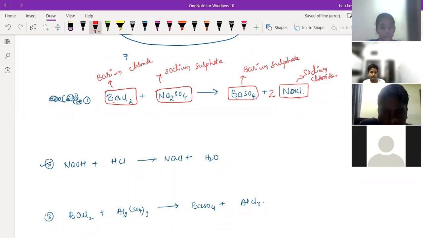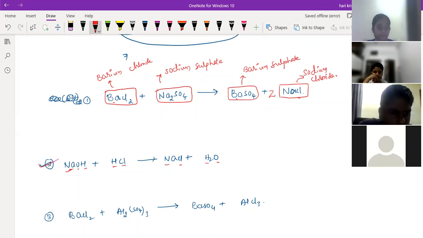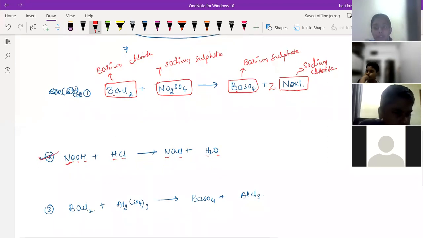Yes, sir. What about this equation part? It's already balanced, right? Yes, sir. One Na, one Na already balanced. 1 oxygen, 1 oxygen. 2 hydrogens, 1 plus 1 hydrogen, 2 hydrogens. 1 chlorine, 1 chlorine. So it's already balanced.